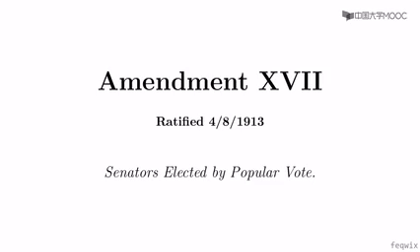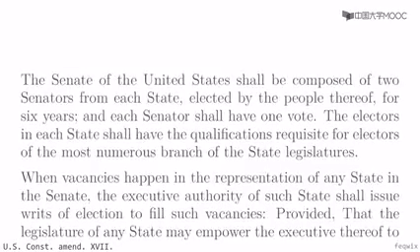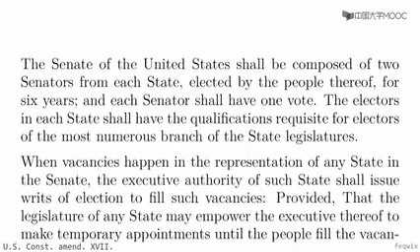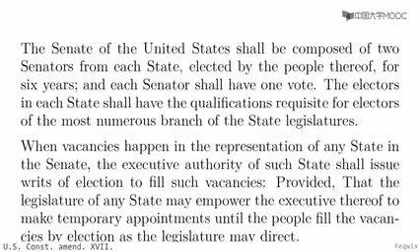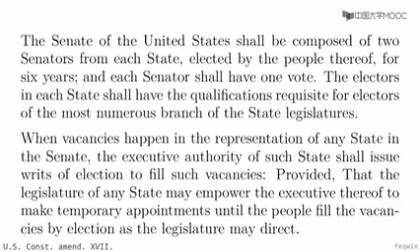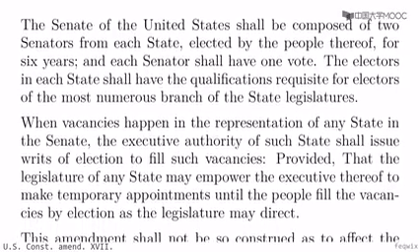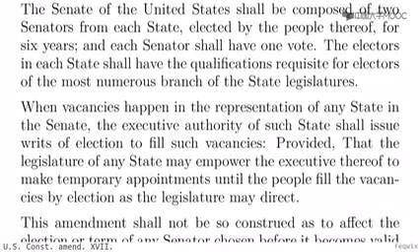Amendment 17. The Senate of the United States shall be composed of 2 senators from each state, elected by the people thereof, for 6 years, and each senator shall have 1 vote. The electors in each state shall have the qualifications requisite for electors of the most numerous branch of the state legislatures.